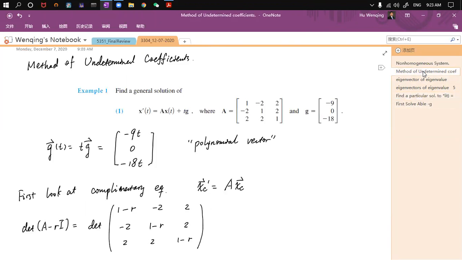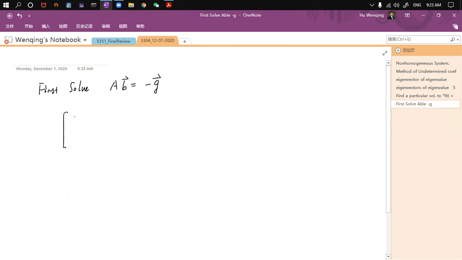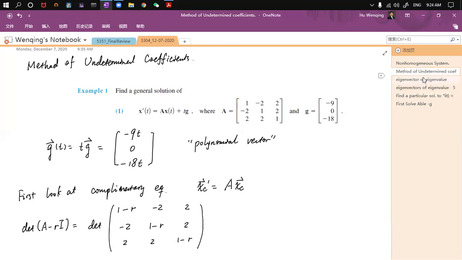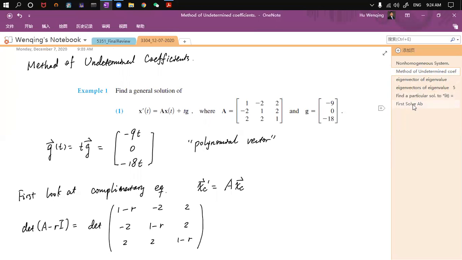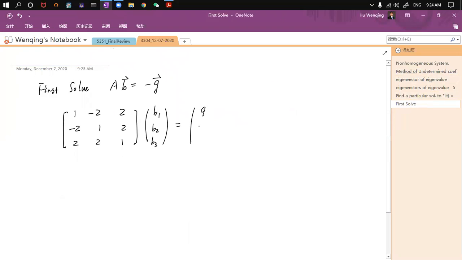So what does this equation tell you? Well, A is this matrix, right? So you're going to have 1, minus 2, and 2, then minus 2, 1, and 2, and then 2, 2, and 1, multiplied by the vector b. Vector b is b1, b2, and b3, which is equal to minus the g. So minus the g is 9, 0, and 18.